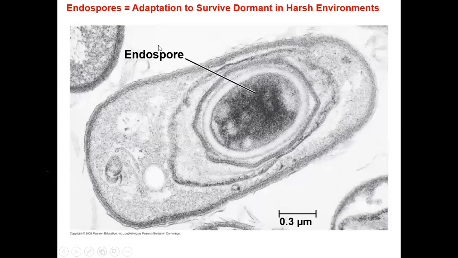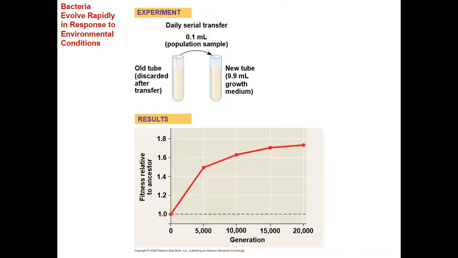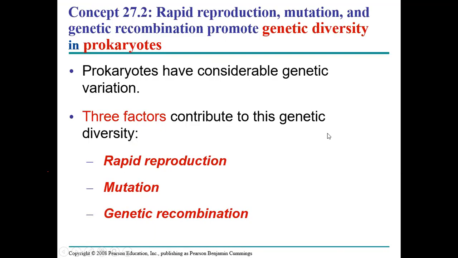So this is the structure of an endospore, an adaptation to survive dormant in harsh environments. This endospore can remain dormant for centuries. Okay. If you are looking, bacteria evolved rapidly in response to environmental conditions. One experimental condition is there, and one old tube is discharged after the transfer, and a new tube is taken here. So the fitness relative to the ancestor and generation is shown in this figure. We can discuss this diagram later after studying the things.